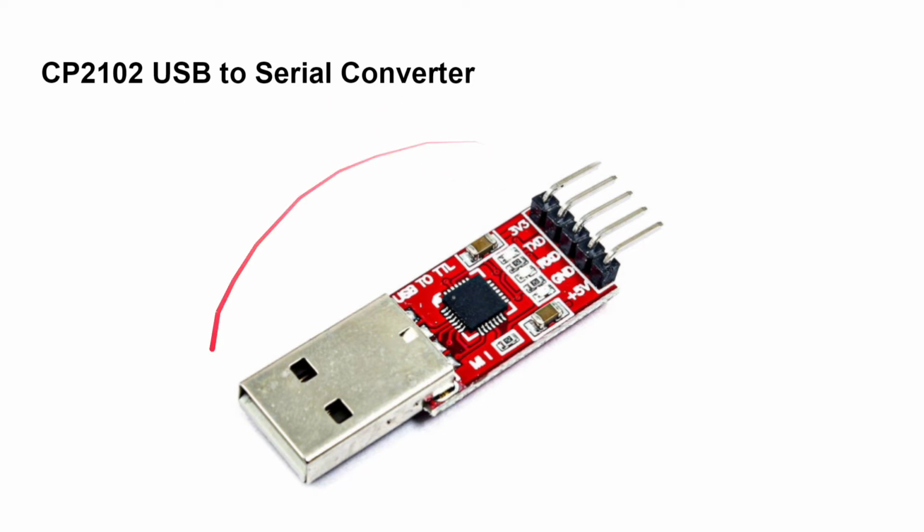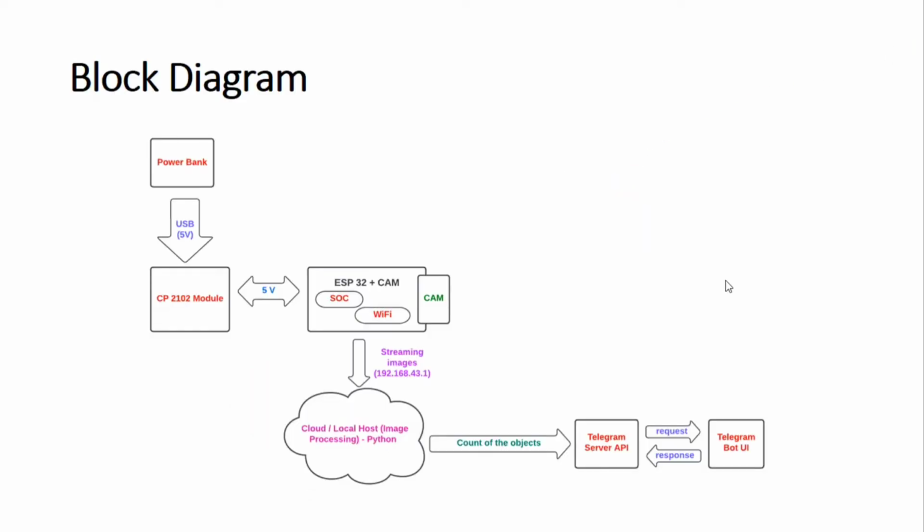Here we can observe the module, which consists of 6 pins: 2 supply pins, either 3 volts or 5 volts, a ground pin, an RXD pin to receive the data, and a TXD pin to transmit the data. Let us see the block diagram of our project.